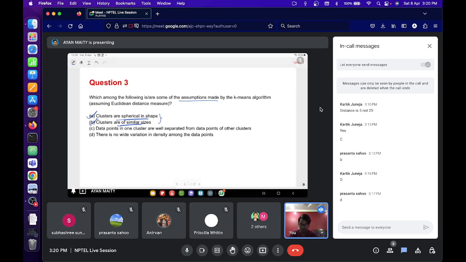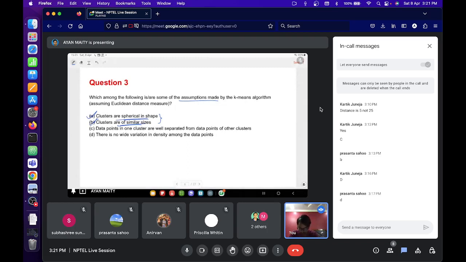Out of these four options, the two major assumptions made by k-means clustering are that clusters are spherical in shape. This is a major assumption that k-means makes, which is not always true, but it assumes that clusters are always of spherical shape. And as it uses the Euclidean distance measure, clusters are always of similar sizes, which is also not true in many cases, but this is another assumption that it takes. So these are the two correct options, A and B, that clusters are spherical in shape and of similar sizes. And options C and D are not true.